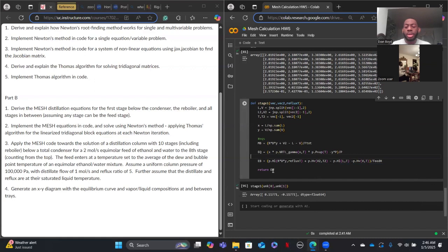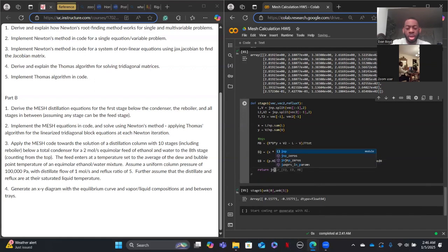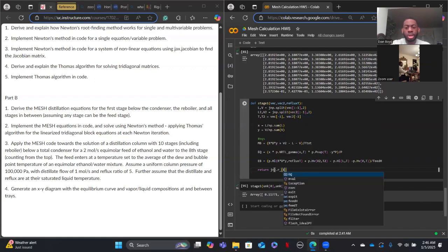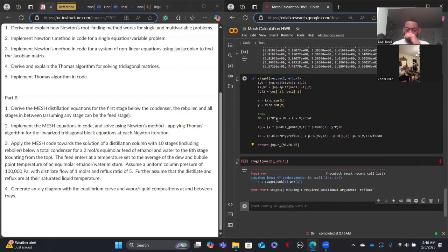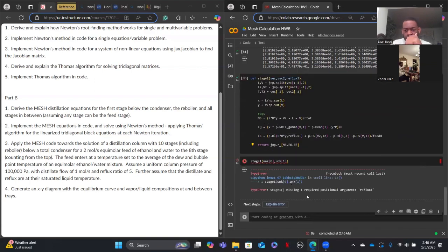But yes, now that we have this, we have all of our equations. So we can put this into a row. So we do JMP and dot R, and this will be we do mass balance, equilibrium relationship, and then enthalpy balance. Shift enter.